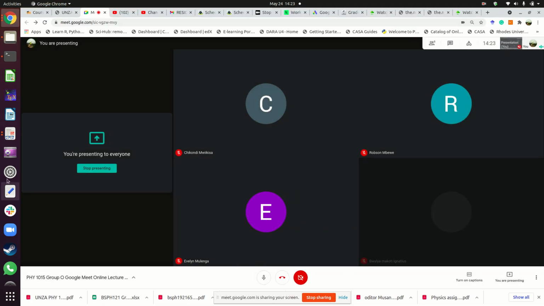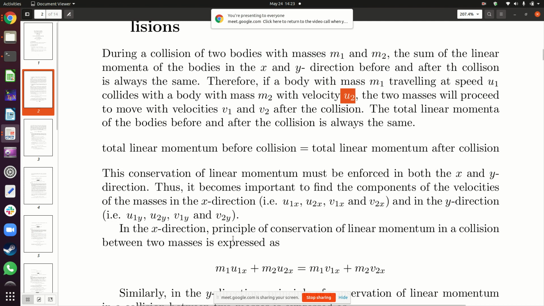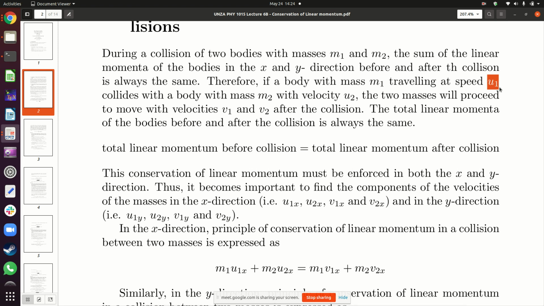So those are the velocities of the objects m1 and m2. In this case, we need to find how much u1 and u2 is along the x-axis. You also need to know how much u1 and u2 is along the y-axis. This velocity u1 along the x-axis is going to be u1x, which is the x component of the velocity along the x-axis. Then this velocity u2 along the x-axis is going to be u2x, which is the x component of the velocity along the x-axis.